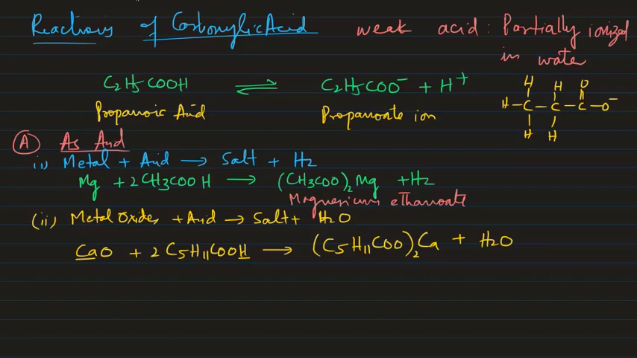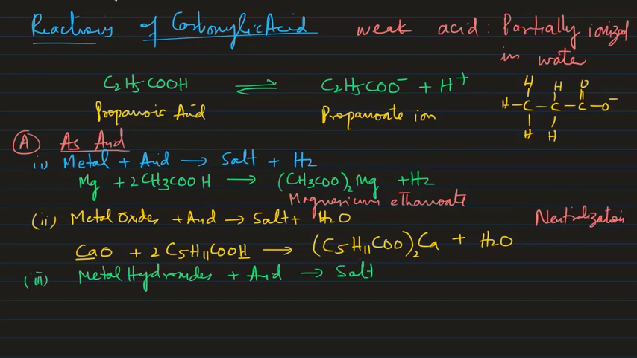This reaction is between the acid and the base, because calcium oxide is a base, the metal oxide is the base, while the carboxylic acid is an acid. So we can call this reaction a neutralization reaction. So let's see the next reaction of carboxylic acid as acid, number 3, and that is with metal hydroxides. Metal hydroxide plus acid gives you salt plus water as well.